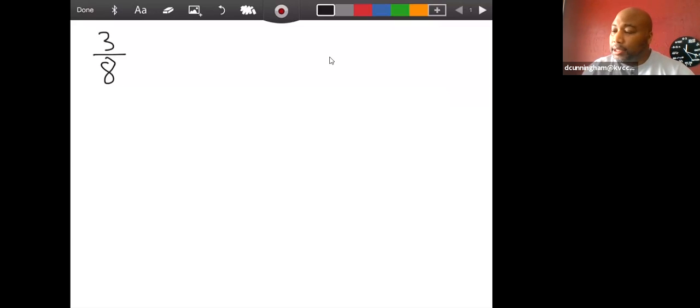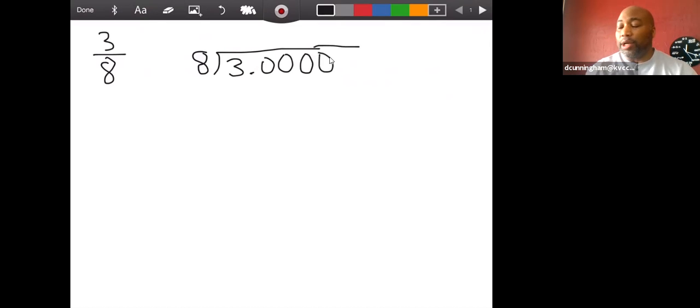Here's our problem, 3/8, and we want to convert that fraction to a decimal. What we're going to do is use long division. Now 3 can be expressed as 3.0000, with as many zeros as you want, to continue the process of converting that fraction to a decimal. So now we're going to divide. Can 8 go into 3? In this case, it cannot, but we're going to put our decimal here first. The first thing I normally do is put my decimal first before I start dividing.